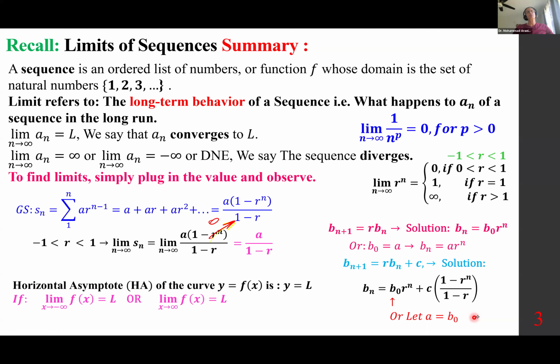Finally, reminding everybody of the horizontal asymptotes. A horizontal asymptote of a curve y equals f of x is y equals L if the limit of f of x as x approaches negative infinity is L, or the limit of f of x as x approaches infinity is L. So this is the synopsis of what we've covered.